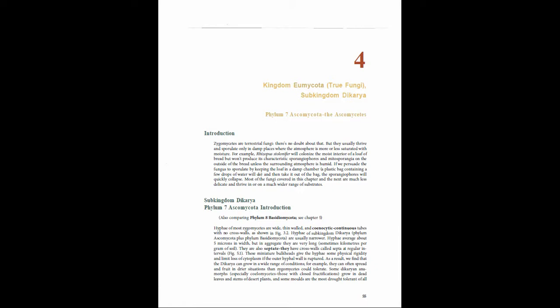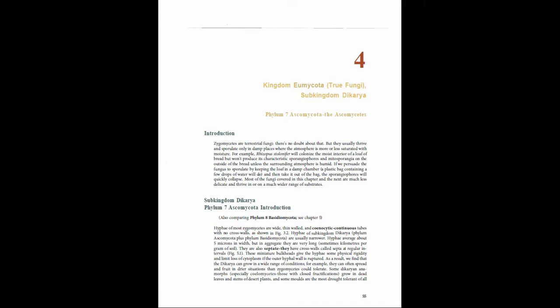4. Kingdom Eumycota, True Fungi, Subkingdom Dikarya. Phylum 7 Ascomycota, the Ascomycetes. Introduction. Zygomycetes are terrestrial fungi, there's no doubt about that. But they usually thrive and sporulate only in damp places where the atmosphere is more or less saturated with moisture. For example, Rhizopus stolonifer will colonize the moist interior of a loaf of bread but won't produce its characteristic sporangiophores and mitosporangia on the outside of the bread unless the surrounding atmosphere is humid. If we persuade the fungus to sporulate by keeping the loaf in a damp chamber, a plastic bag containing a few drops of water will do, and then take it out of the bag, the sporangiophores will quickly collapse. Most of the fungi covered in this chapter and the next are much less delicate and thrive in or on a much wider range of substrates.